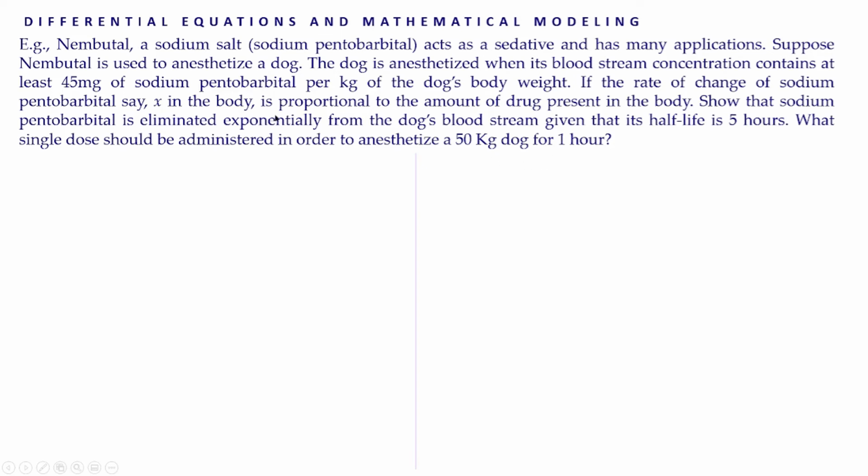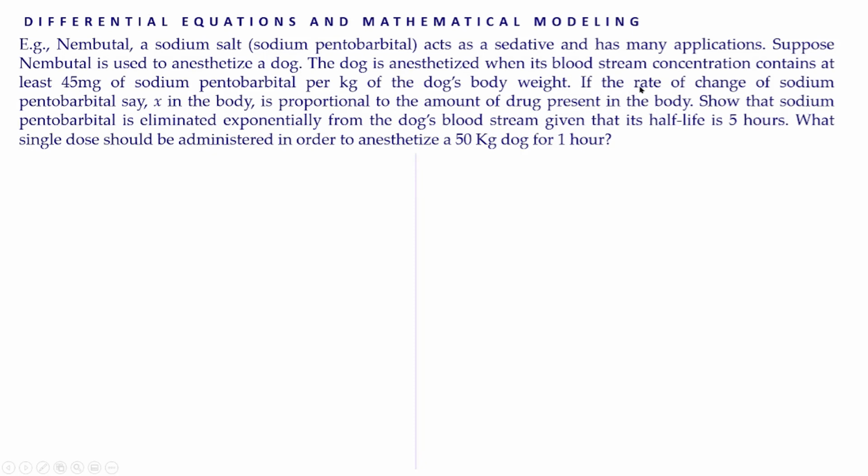If we read each sentence slowly and solve step by step, this is a very easy question. So here it is given Nembutal is a sodium salt. It acts as a sedative and it is used for anesthesia purposes. First, it is considered Nembutal is used to anesthetize a dog. The next information given is the dog is anesthetized when its bloodstream concentration contains at least 45 mg of the sodium salt per kg of the dog's body. So we need a minimum of 45 mg per kg in the dog's body so that it is anesthetized.